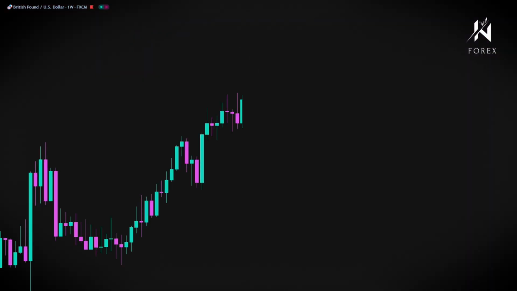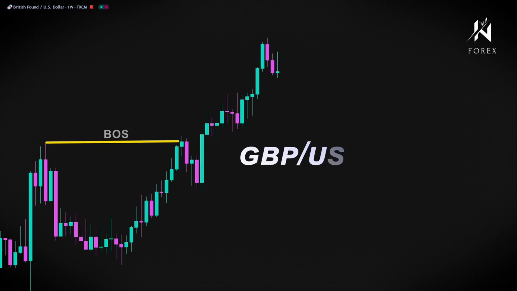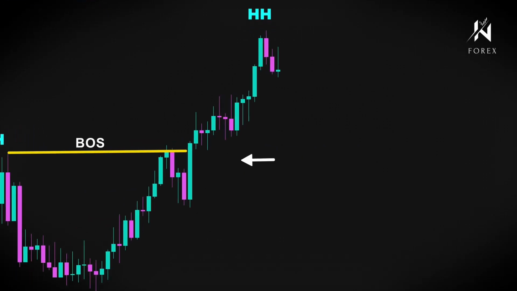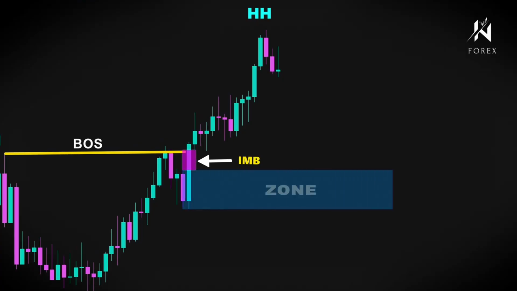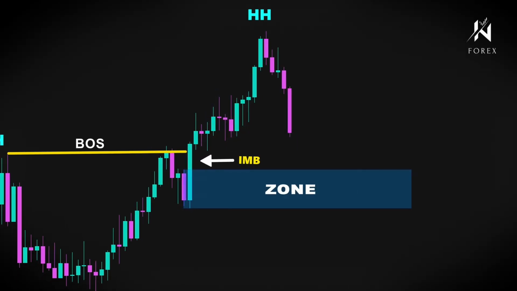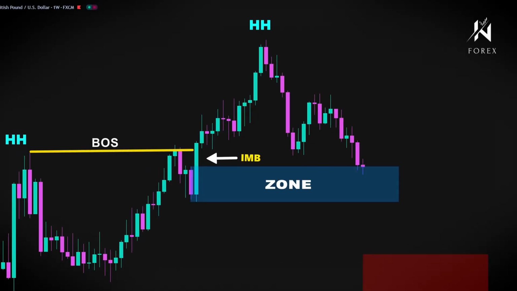Let's go. Let's kick things off with the weekly chart. Here's what we're looking at. The GBP/USD chart. The market has broken structure and made a new higher high. There's an imbalance, a price gap that price often wants to revisit. And just below that imbalance, we've got a clean demand zone, the last candle before the impulse up. So what does that mean for us? If price pulls back into this zone, this could be a great buying opportunity.